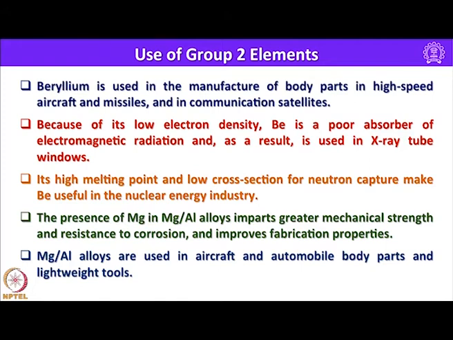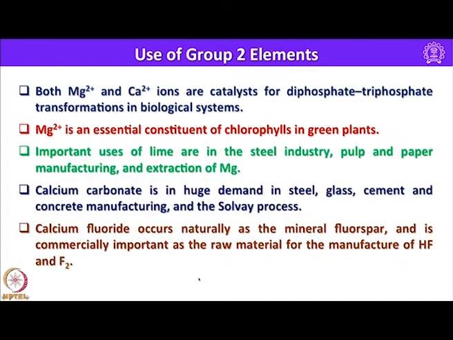The presence of magnesium in magnesium alloy imparts greater mechanical strength and resistance to corrosion and improves fabrication properties. As a result, and also because of the lighter nature, magnesium-aluminum alloys are used in aircraft and automobile body parts and lightweight tools. And both magnesium and calcium ions are catalysts for diphosphate-triphosphate transformation in biological systems. That is very important. Magnesium 2+ is an essential constituent of chlorophyll in green plants.